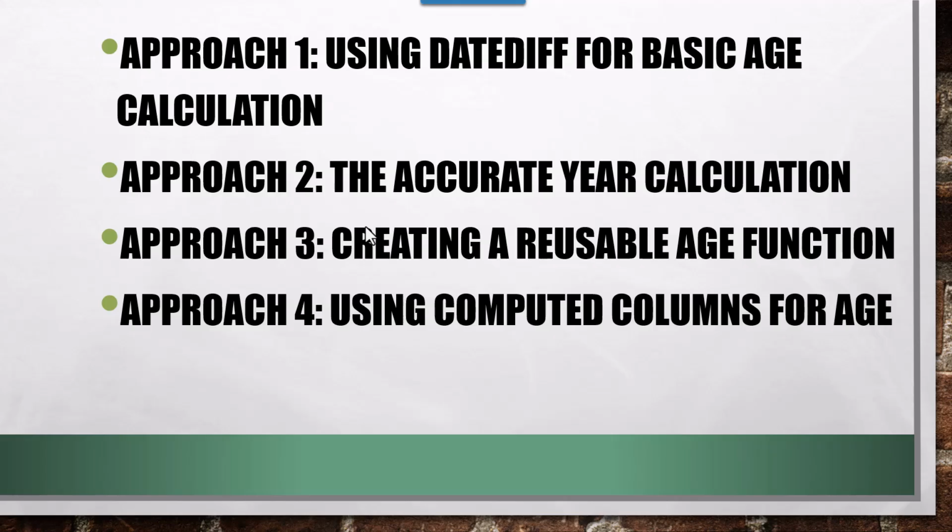One is using the date difference function for basic age calculation. The second approach is the accurate year calculation, how we are going to do that. The third approach is creating a reusable custom function to calculate the age. Approach 4 will be how we can use computed columns for age calculation.